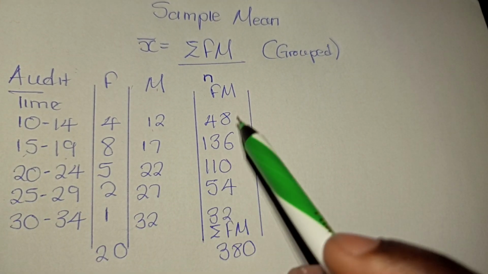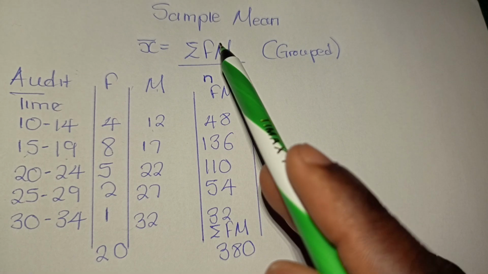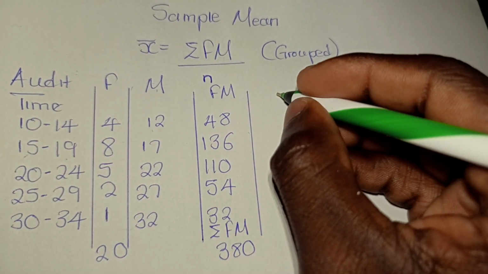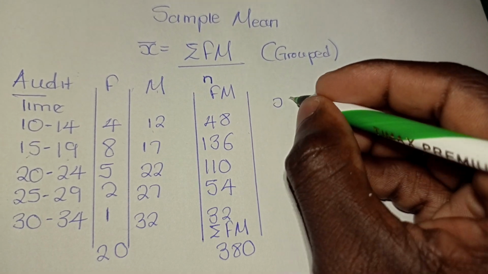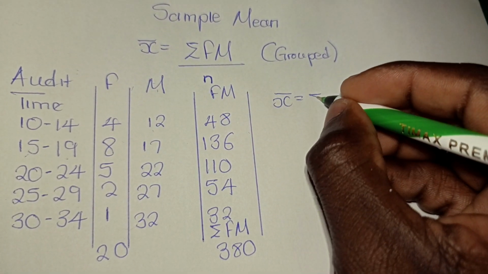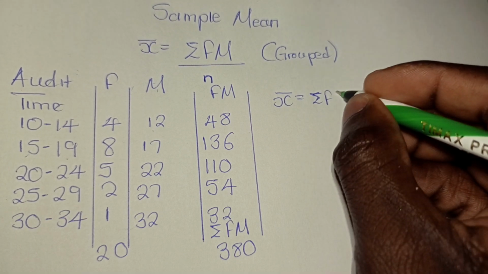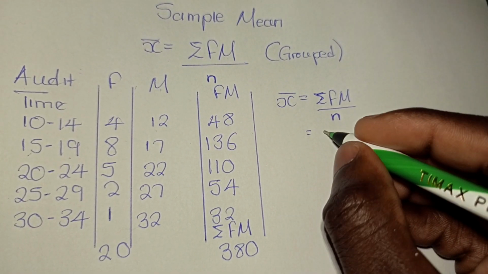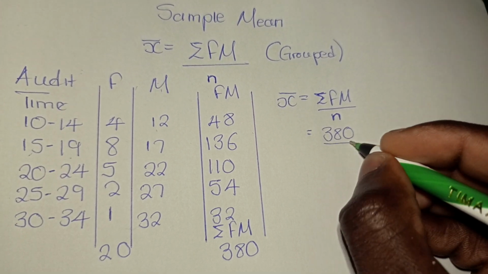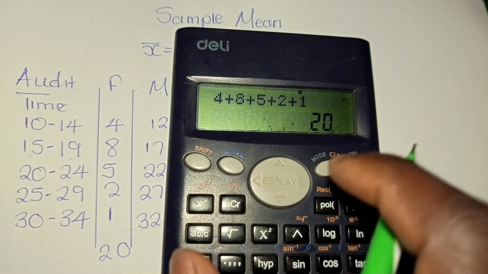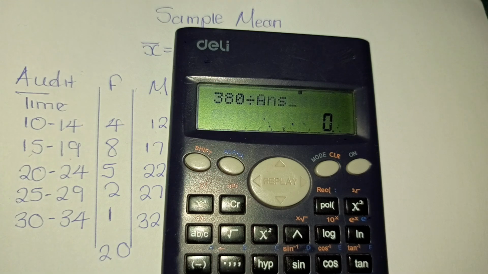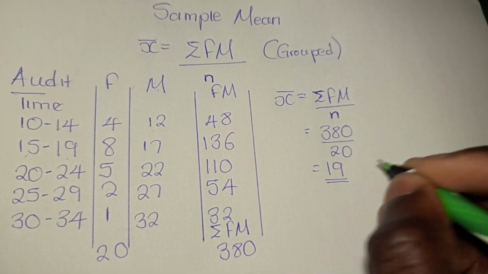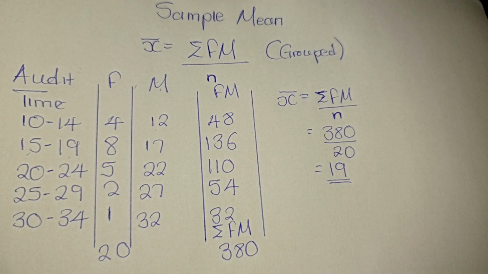Then we know that by definition, we have been asked to find the sample mean, where we have the data which we have been summing up. So the sample mean is given by the summation of FM over the summation of frequency, where the summation of FM is 380, divided by 20. So 380 divided by 20, you get your outcome to be 19. So this is how you calculate the sample mean.